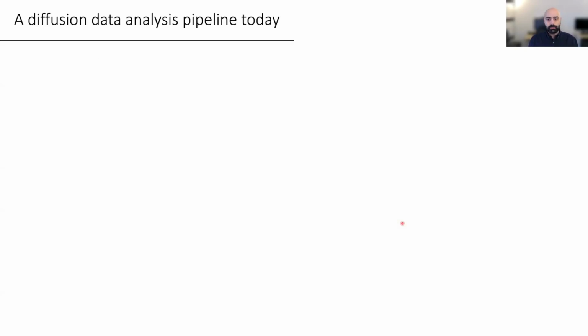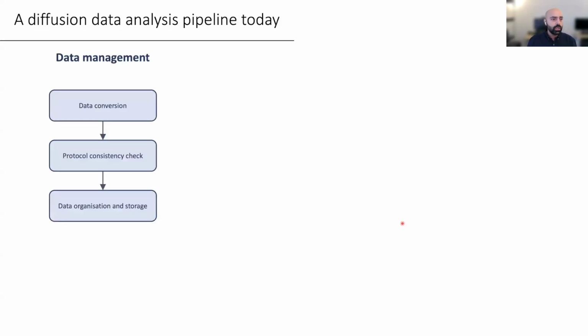So what might a diffusion data pre-processing pipeline look like today, or an analysis pipeline, actually? Well, the first steps are now pretty well managed, I think, by a lot of modern software: data conversion, protocol consistency checks, data organization, and storage. This is what we do when we get the data off the scanner, convert it from DICOM format to a NIfTI format. We check that we have everything we need per subject.